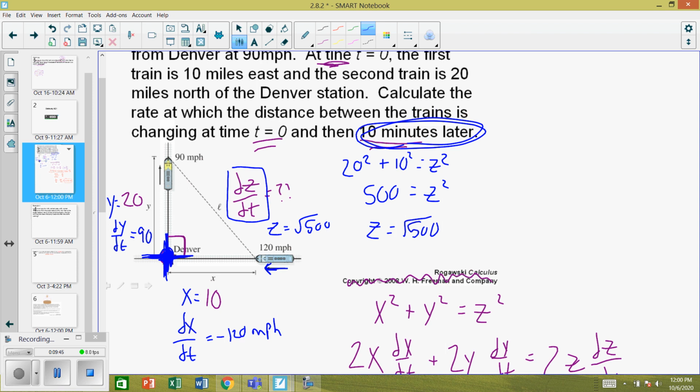Now just be careful though, because this is saying 10 minutes later, and everything else is in terms of hours, miles per hour, miles per hour, miles per hour. So we need to make sure our time units are always the same. And since we've already done everything in terms of hours, let's rewrite 10 minutes in terms of hours. 10 minutes out of 60 minutes is the same thing as 1/6 hours. So that's the first thing we got to be careful of. 10 minutes later is a 1/6 hour later.